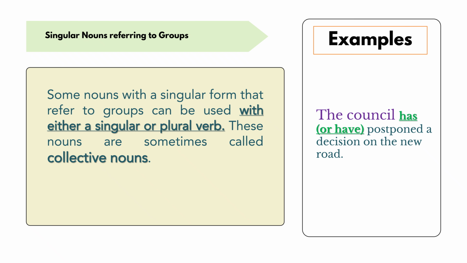Okay. Singular nouns referring to groups. Some nouns with the singular form that refer to groups can be used with either a singular or plural verb. These nouns are sometimes called collective nouns. An example: the council has postponed a decision on the new road. I can also say the council have postponed a decision on the new road.